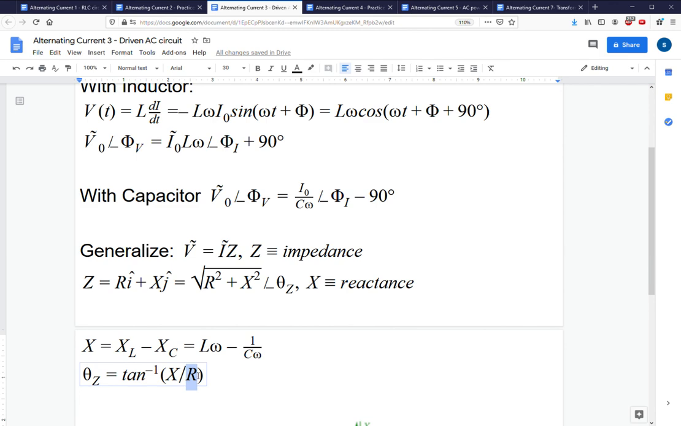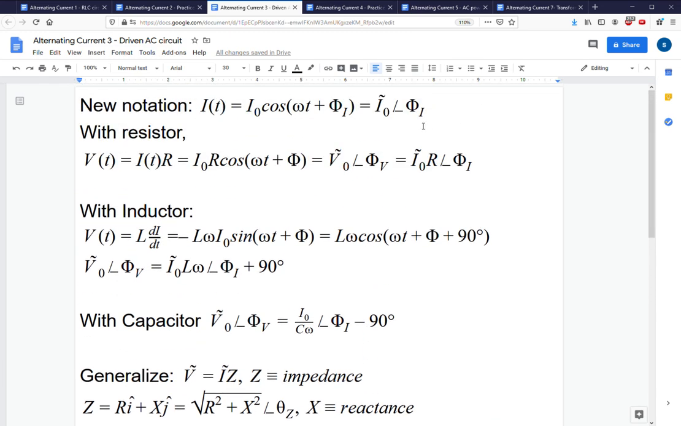If there's no resistance, then phi z is either pi over 2 or negative pi over 2, or in degrees, 90 degrees or negative 90 degrees. But you won't be able to put in over 0 in here. So we still have to watch out for that, but the value you get will be correct.